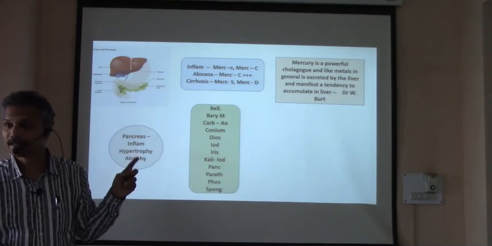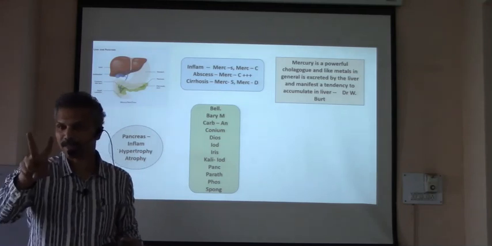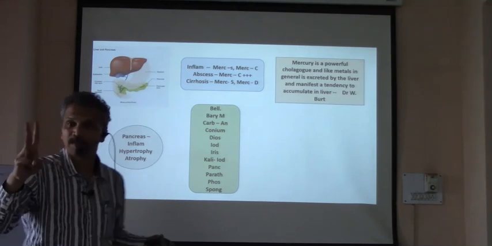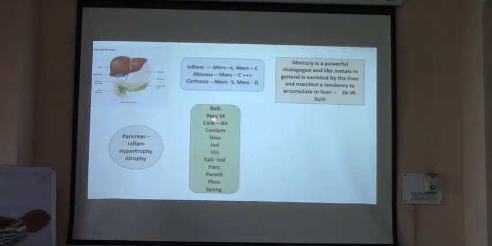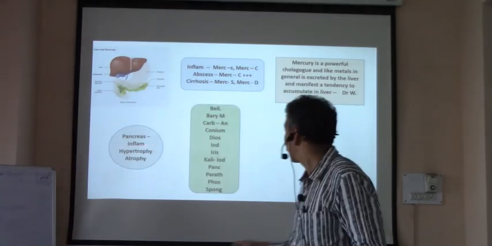Indurated pancreas. When you have indurated pancreas, two or three remedies should come to your mind. One is Baryta mur, second will be Carbo animalis, and third will be Kali iod. When you have induration, okay? When you have induration. Conium.